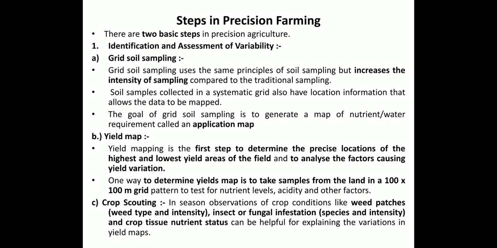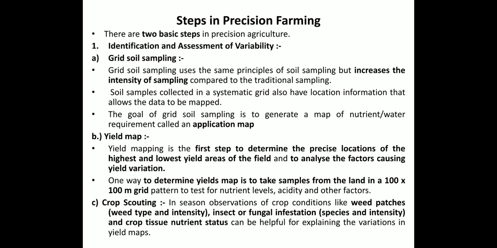The same principles of soil sampling apply, but the intensity of sampling increases compared to traditional farming, as the samples are collected with a systematic grid, should have location information, and the data has to be mapped accordingly. The goal of grid soil sampling is to generate a map of nutrient or water requirement, which is called the application map.